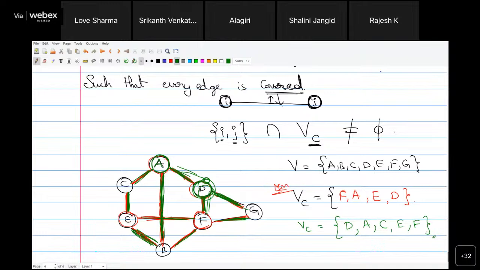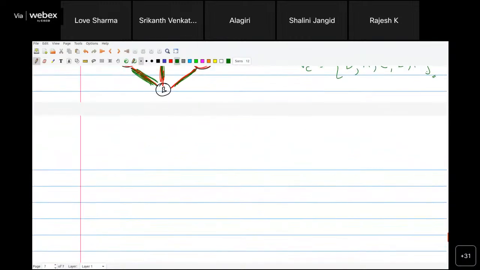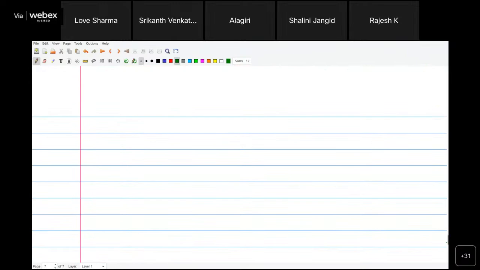So yeah, that's about vertex coloring. And you just go through maximum independent set also. I don't want to cover it now, but that is also one interesting topic you might get in graph theory. So maximum independent set, vertex coloring, and next we will look into matching.